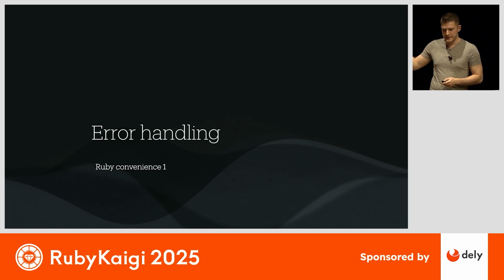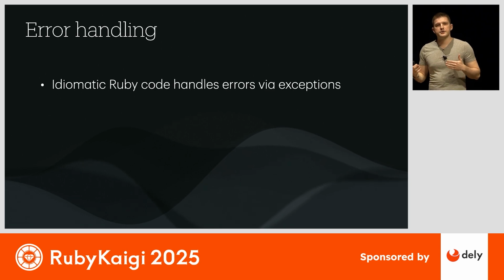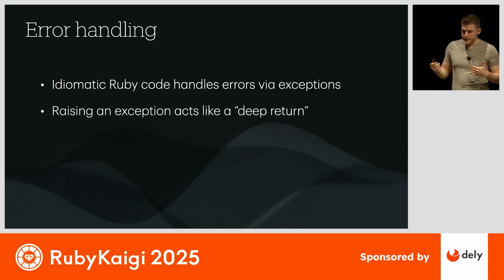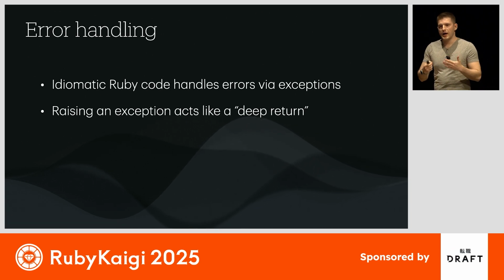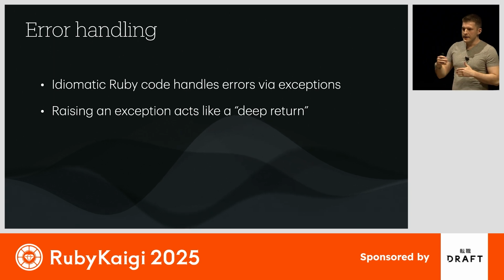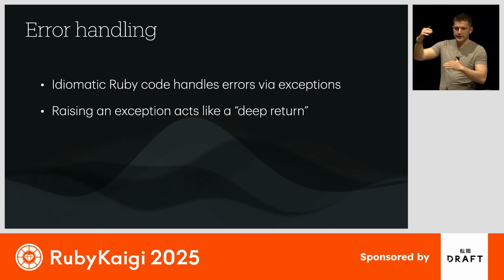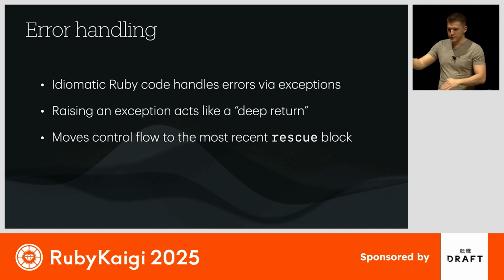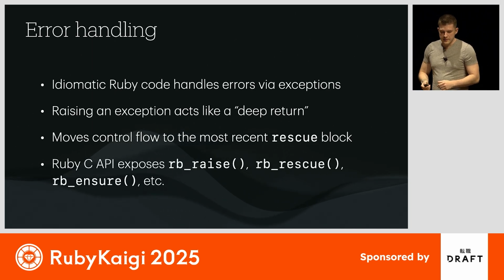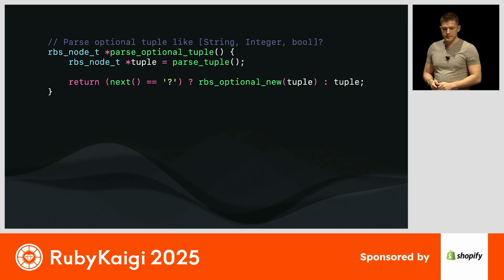The first Ruby convenience is error handling. So idiomatic Ruby code handles errors via exceptions. And this is really great. When we raise an exception, it's like a kind of deep return. Like a return statement, we're going to stop the execution of the current function. But unlike a return statement, it has this deep quality where we can actually jump multiple layers of the call stack. We interrupt the parent function and the parent's parent function and so on, all the way up until we reach the most recent rescue block. It's like a kind of teleportation that we can do. The Ruby C API exposes these with APIs like rb_raise and rb_rescue. So let's see an example of how that might have been used and what we'll do instead.